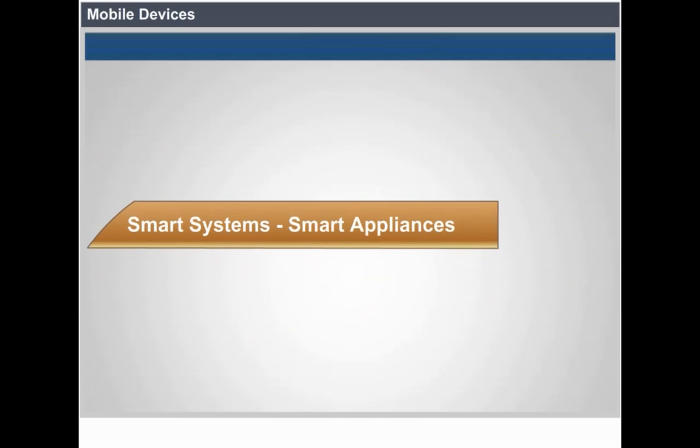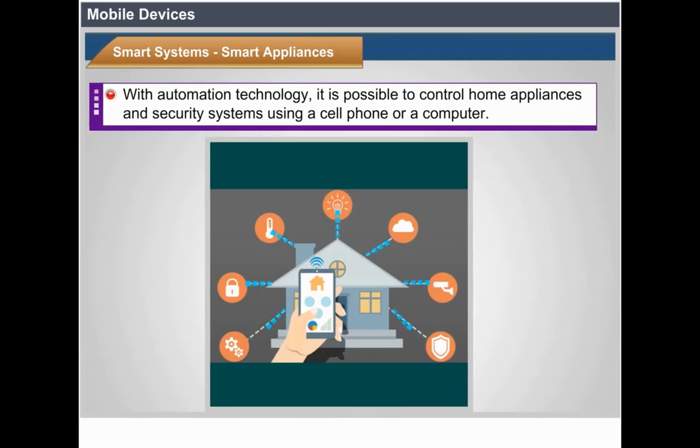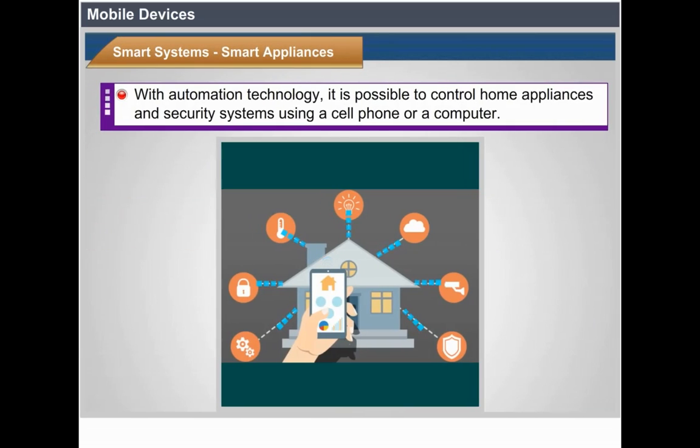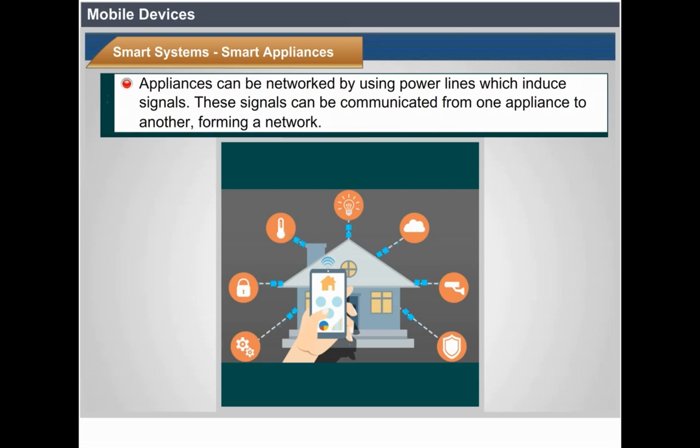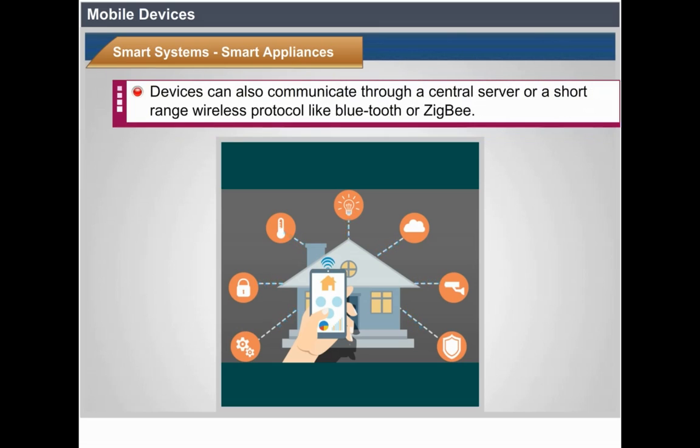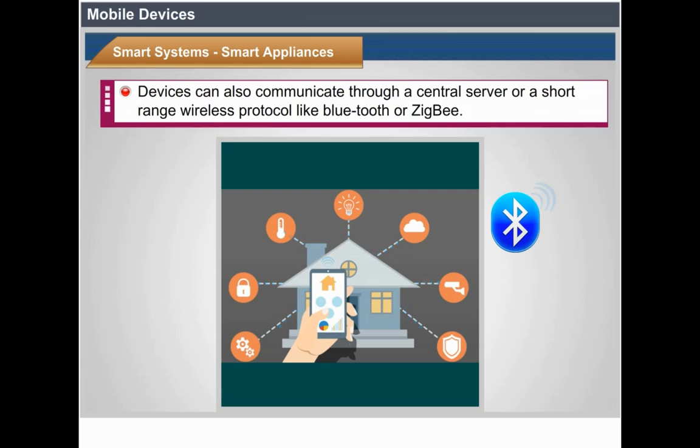Smart systems: smart appliances. With automation technology, it is possible to control home appliances and security systems using a cell phone or computer. Appliances can be networked using power lines which induce signals. These signals can be communicated from one appliance to another, forming a network. Devices can also communicate through a central server or short-range wireless protocols like Bluetooth or Zigbee.